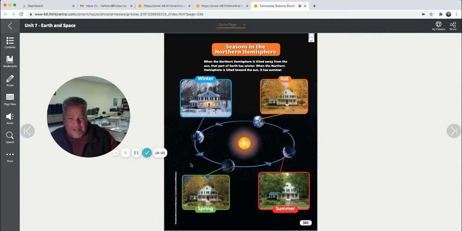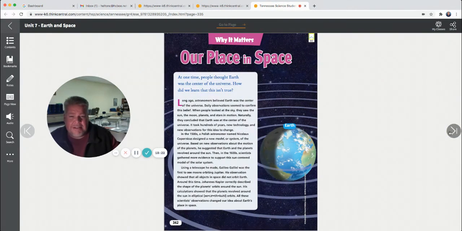That's a lot to take in. But just remember, the closer you are to a fireplace, the warmer you're going to be, right? If you lean in close to that fireplace, you're going to be warmer. If you lean away from it, you're going to be cooler. So when the earth is leaning towards the sun, tilted towards the sun, it's warmer. So it's summertime.